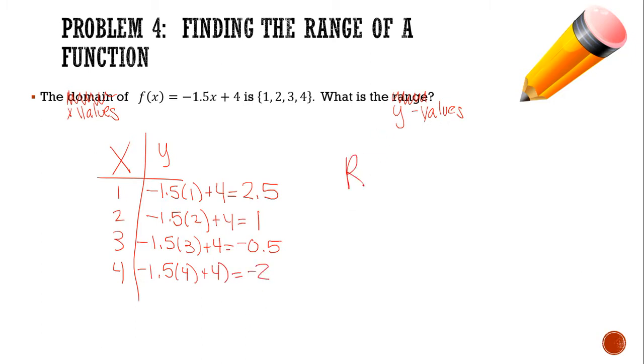So my range is the following values: 2.5, 1, negative 0.5, and negative 2. That's all they're asking for in that problem. Just kind of a little wordy in a way.